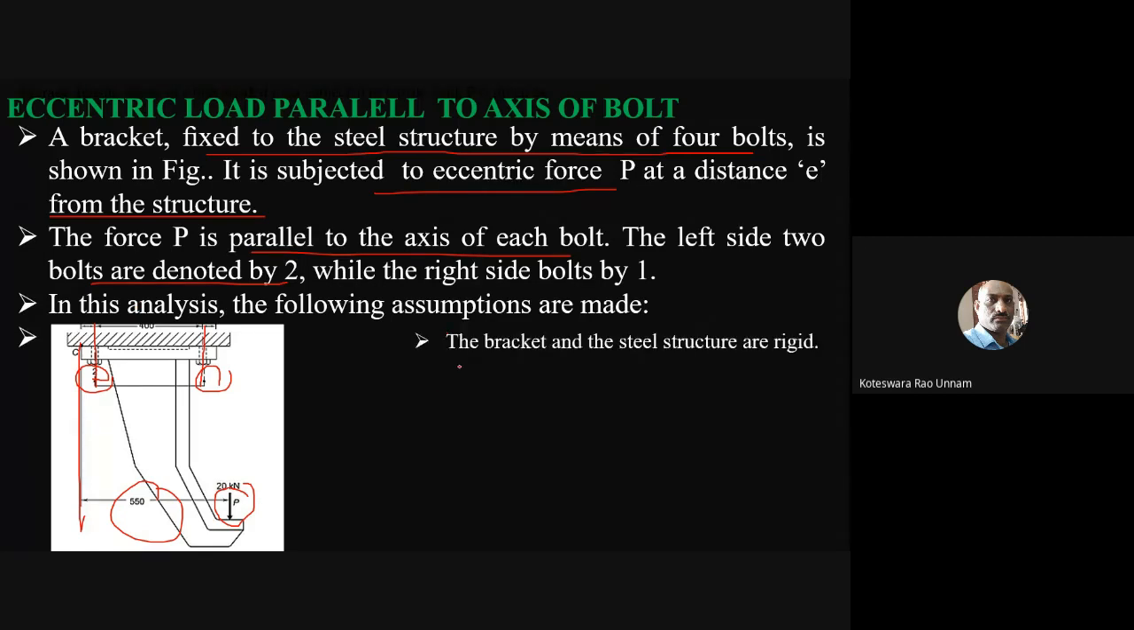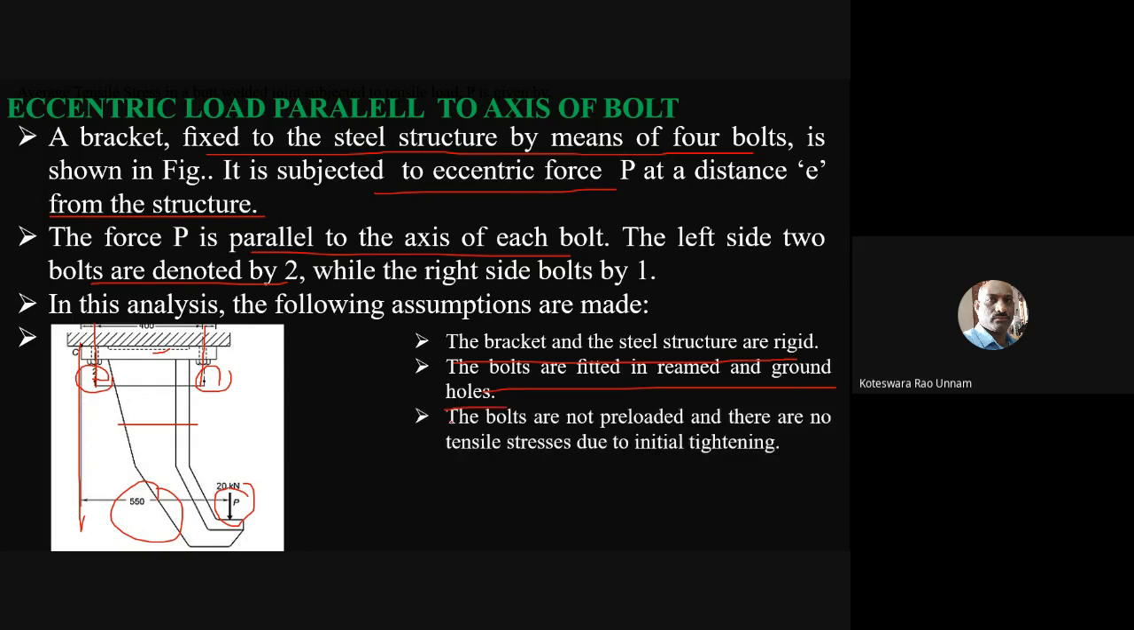Those assumptions are: the bracket and steel structure are rigid. That is also what we assumed in the previous case, so that only the bolts are capable of elongation. So this bracket and this structure is rigid. The bolts are fitted in reamed and ground holes, the same assumption we made in the previous case. The bolts are not preloaded and there are no tensile stresses due to initial tightening. Okay, so these are the assumptions.